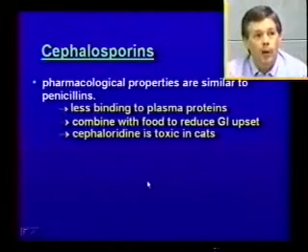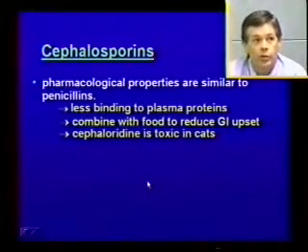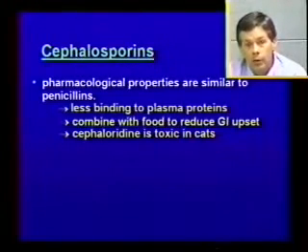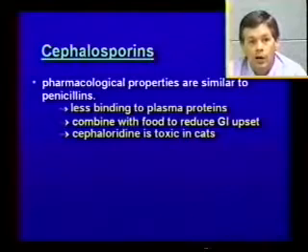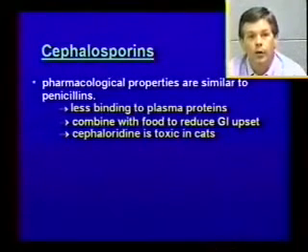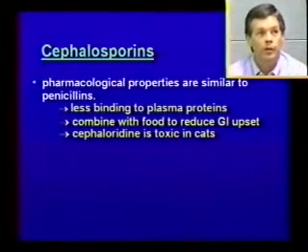Now, the properties of the cephalosporins are extremely similar to the penicillins. And in fact, it's better to really think about what are the differences. Probably the biggest difference between these two classes of drugs is that cephalosporins in general tend to not be as highly bound to plasma proteins. And so they're less likely to interact with other types of drugs such as the sulfonamides or the barbiturates, which more commonly become a problem with penicillin therapy.